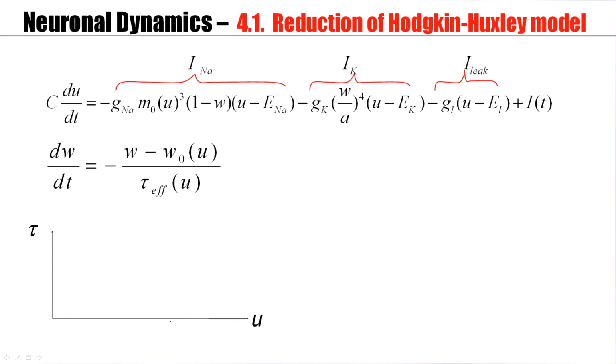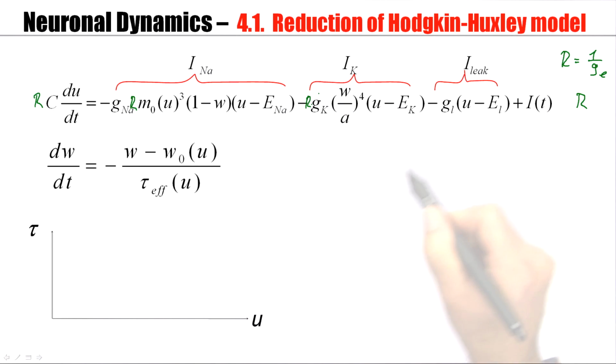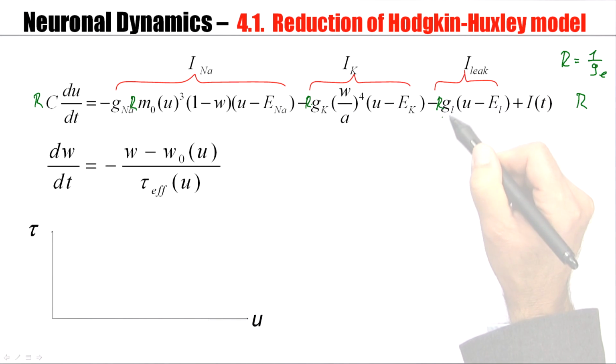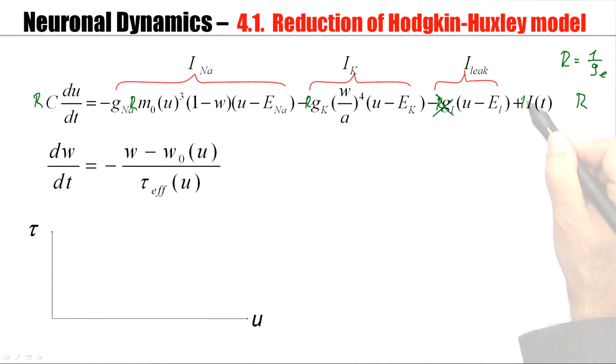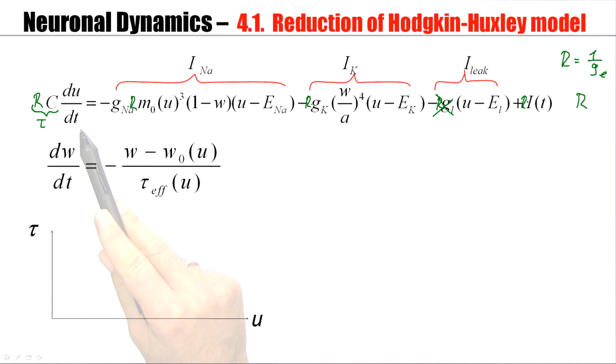What I can do now is I can try to pull out a time constant. I multiply with R, where R is 1 over g_L. I multiply with the leak resistance. So I have here RC, and then I have here g_Na times R times g_K, and then R times g_L will go away, R times I. And this is the membrane time constant tau that controls the dynamics of the voltage variable u.